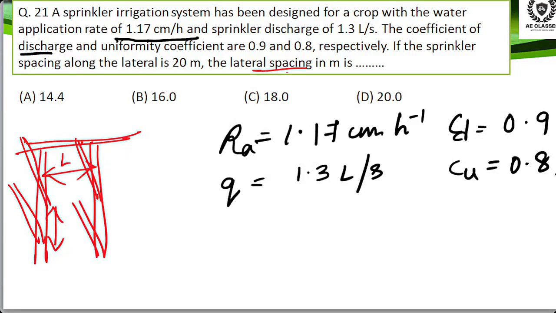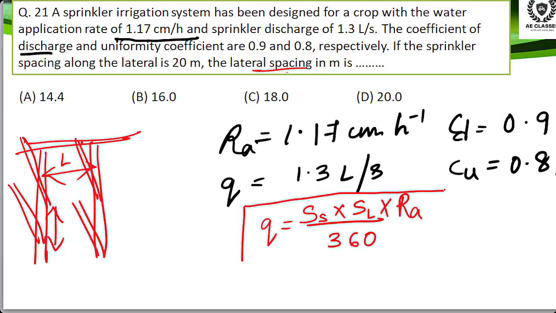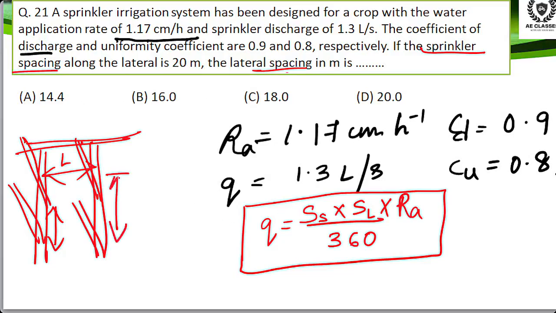In the design of a sprinkler irrigation system, there is a particular formula that you might already be familiar with. It is given by discharge equal to SS into SL into RA by 360. This is the formula we use to calculate the discharge that comes out of a sprinkler nozzle. SS represents the sprinkler spacing, remember this, and SL represents the lateral spacing.